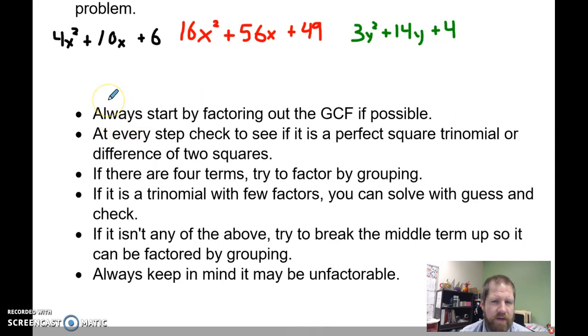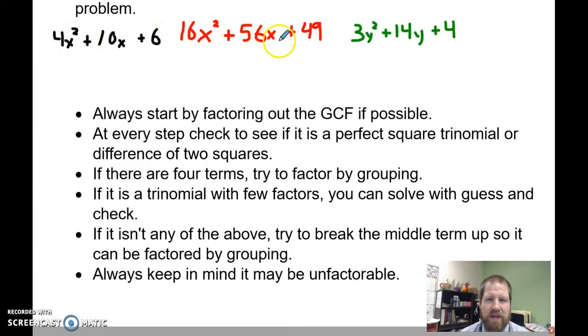Alright, so these are kind of in order, but definitely there will be times where you recognize immediately what you're going to have to do with one, and so these are not necessarily step by step. Generally you always want to start by looking to see if your problem has a greatest common factor that you can factor out. If I look at 4x squared plus 10x plus 6, all of these are even, so I definitely have a term I can factor out.